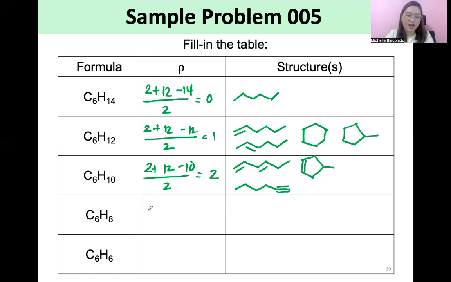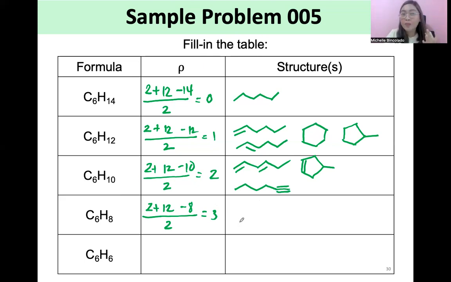It's for practice. We have here C6H8, guys: 2 plus 12 minus 8 over 2. So, this is 14 minus 8, 6 over 2, 3. Oh, so many. There are so many possibilities for rho equal to 3. That's your homework, guys. You do the drawing, because there are so many possibilities when rho is equal to 3.